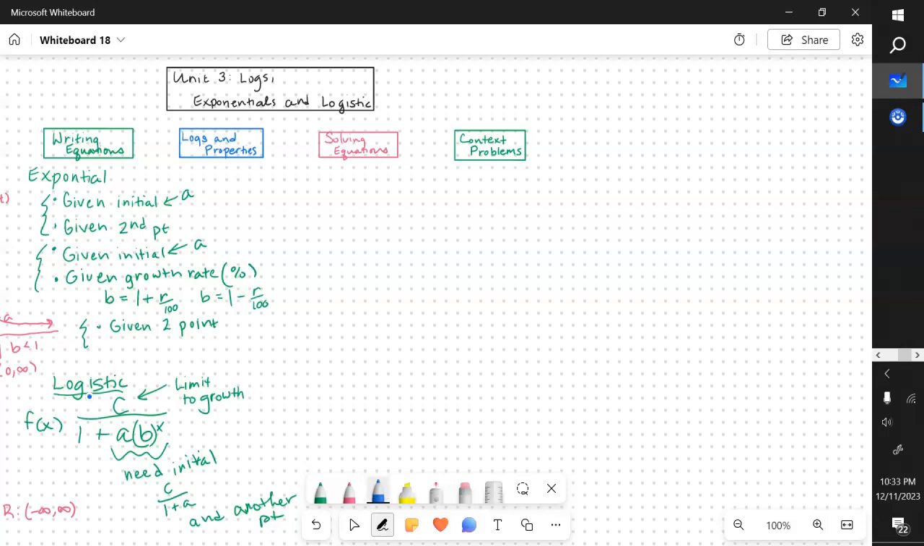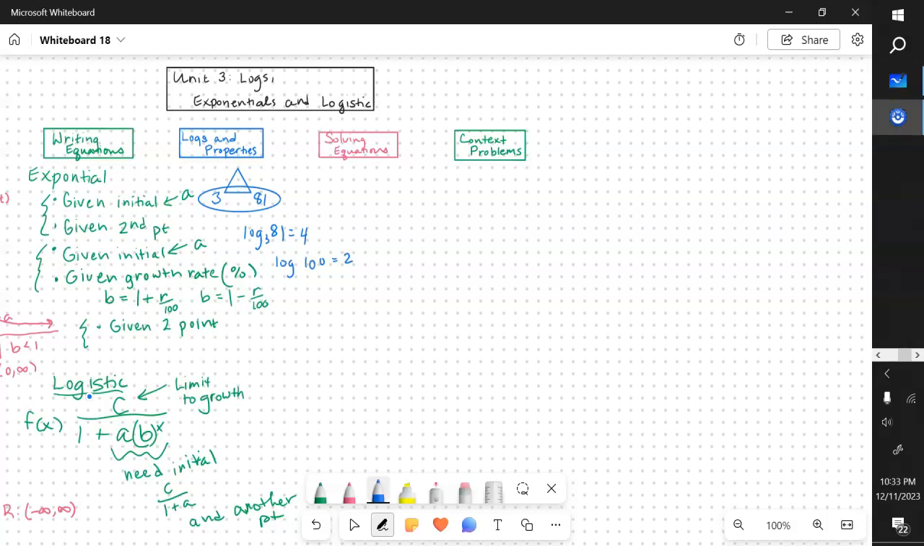Logs and properties: you should be able to evaluate logs using the idea that logs are really just asking you what is at the top of the triangle. So this log function is really saying log base 3 of 81. It means what exponent of 3 gives you 81? So it would be 4, because that's the missing exponent. You should be able to evaluate logs. You should also know that log of 100 really means log base 10 of 100, so you can evaluate that log.